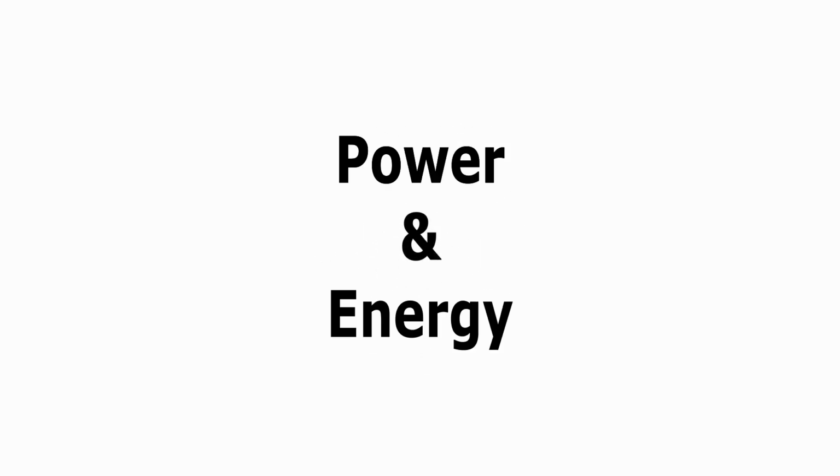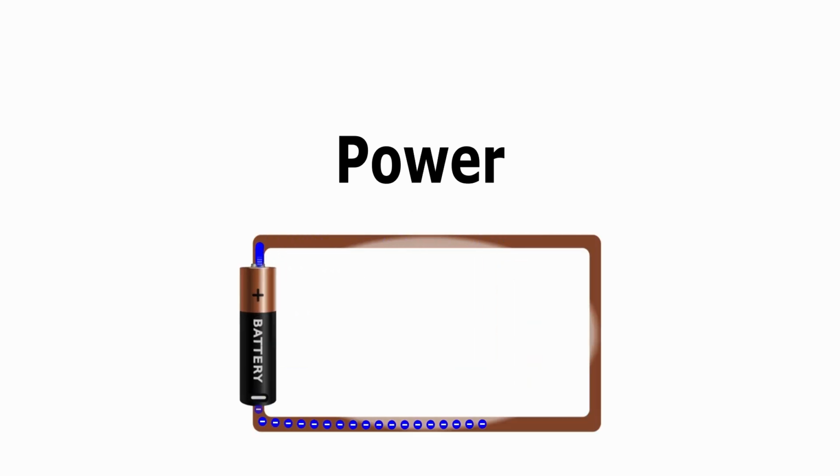Hello everyone, in this video we will try to understand electrical power and electrical energy. Let's get started. Power is how fast work is done when voltage causes current to flow in a circuit. The electrical power is given by the formula voltage into current generally.